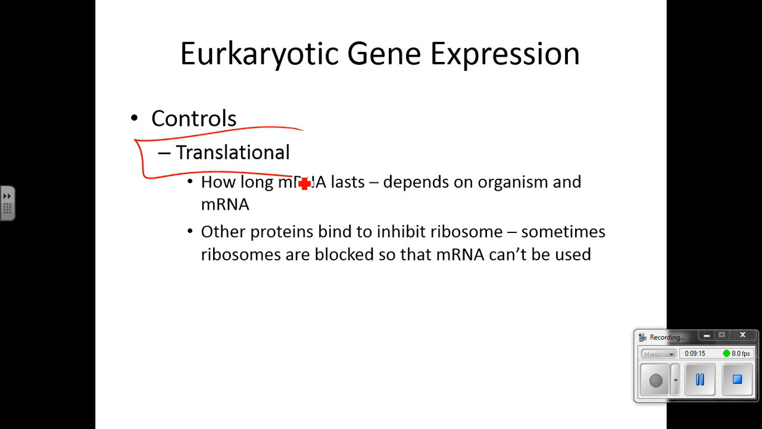And then some controls that are translational. Okay, so we've got before transcription, during transcription, now we've got during translation. How long the mRNA lasts. The mRNA could be degraded early or later, and that depends on the organism and what mRNA it is. Other proteins bind to inhibit the ribosomes. Sometimes ribosomes are blocked so that the mRNA can't be used. So even though we went through the process of transcription, we can't go through translation because the ribosome is being blocked and the mRNA is useless.